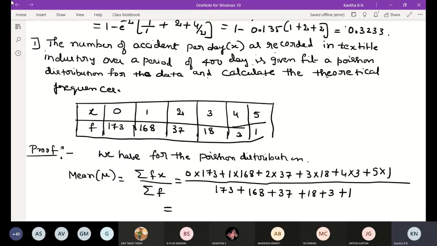What is the answer? Okay, here Poisson distribution is given. We need to find the theoretical frequency. That's why we need to find the mean, because for the Poisson distribution the formula is P of x is equal to m to the power of x e to the power of minus m divided by x factorial. Tell me, what is the m here?